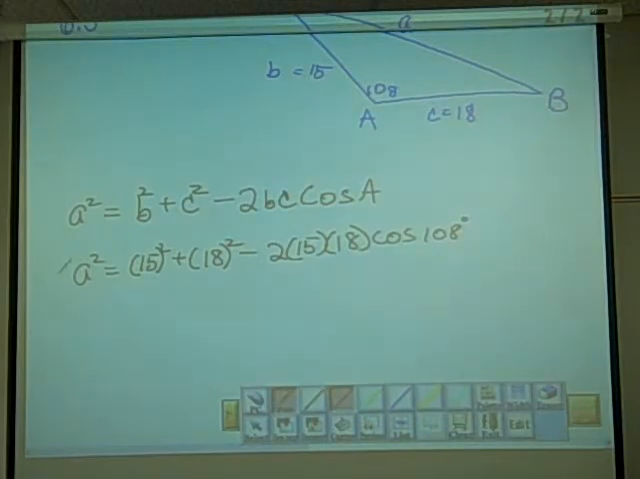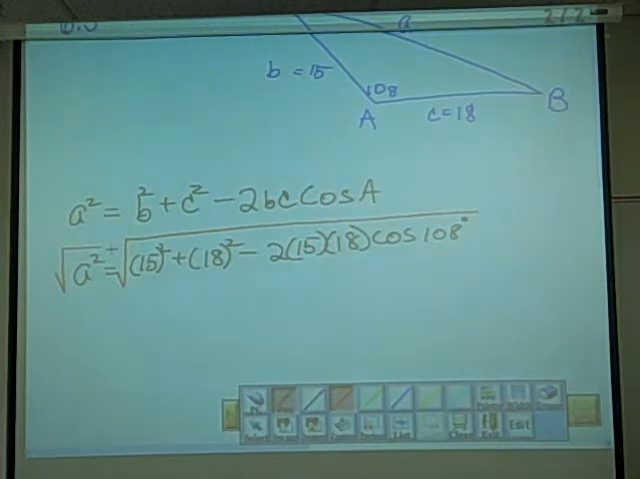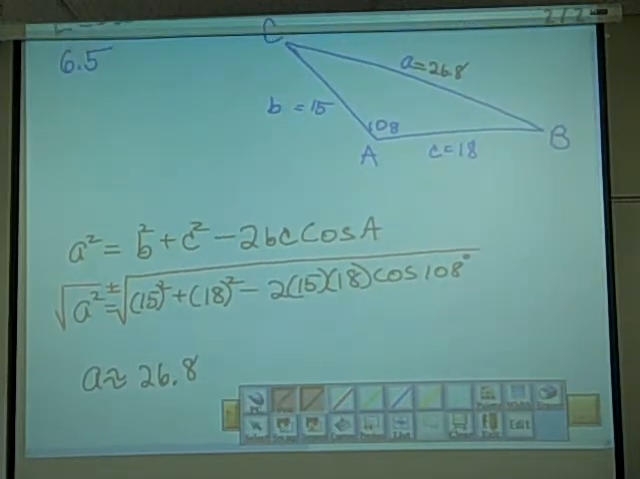And so we're going to go ahead and apply the square root to both sides. And since we don't have a negative side, we're going to drop the plus or minus, and we just get A. It is going to be approximately equal to 26.8. Okay, so side A we know now is 26.8. And that's all we have to know for that first problem.